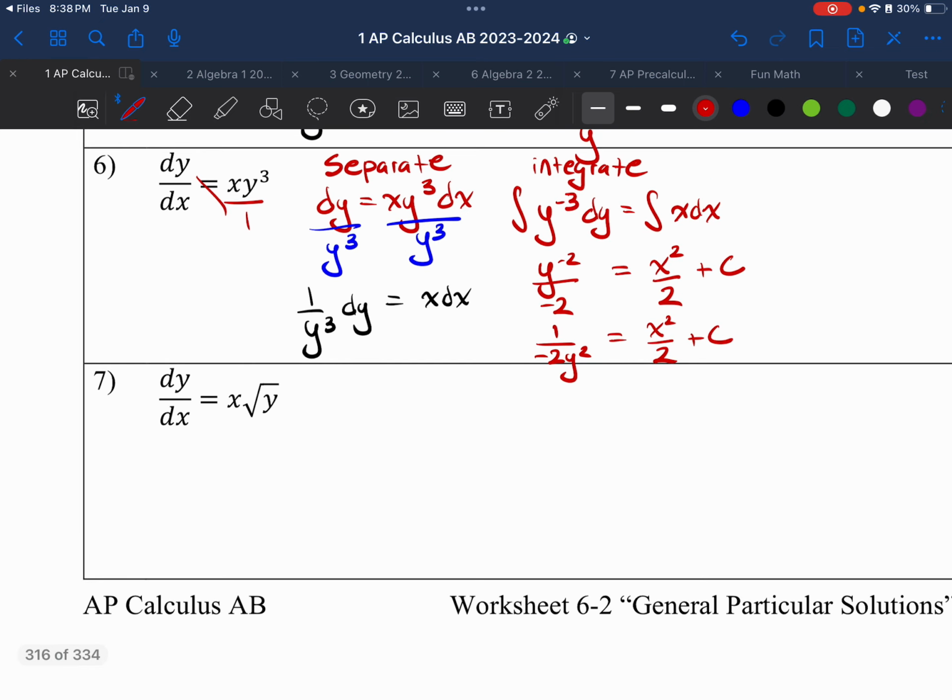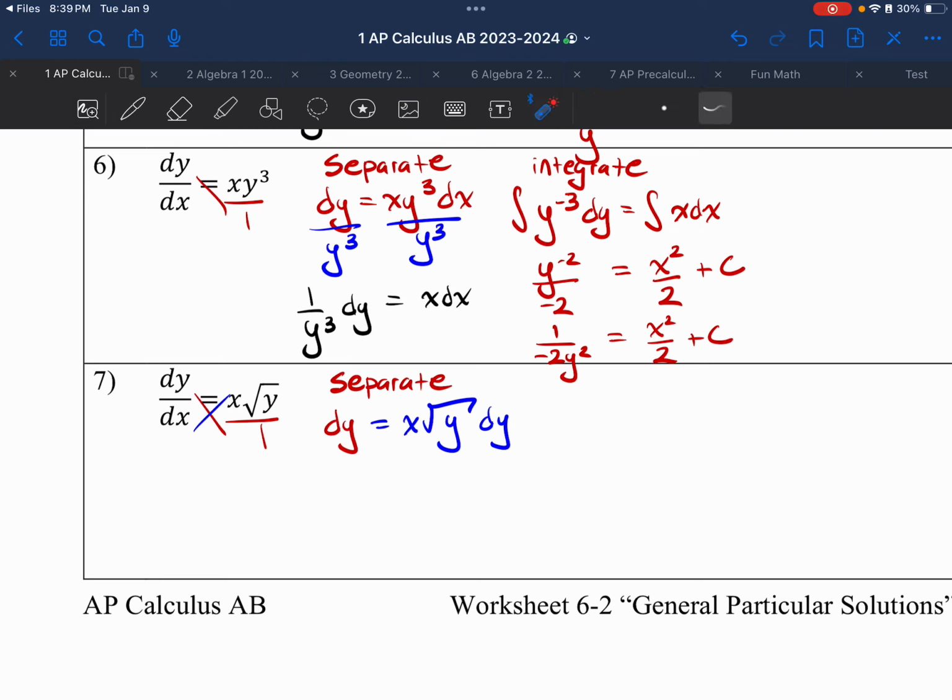In number 7, again, no fraction, make it into a fraction, cross multiply here. For our separate step, we're going to get a 1 dy, which is just a dy. Should have done blue in the last one, but cross multiplying the other direction gives us an x square root of y dy.